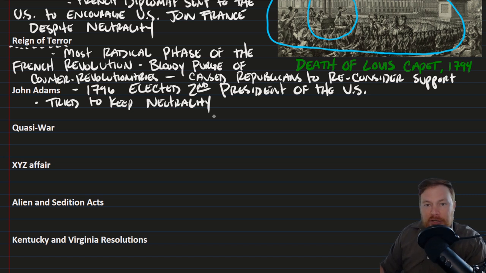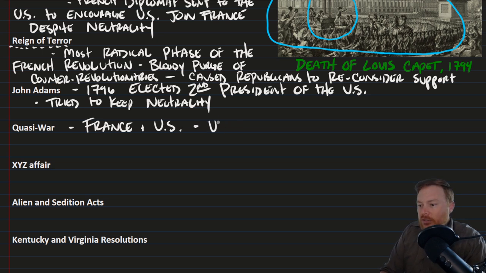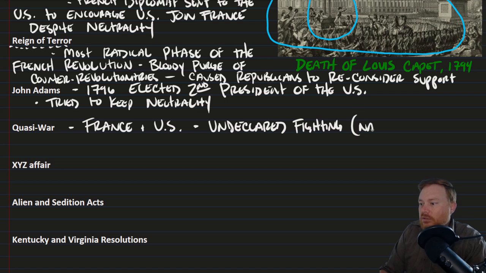It was under John Adams that a quasi-war, not a full intentional declared war, broke out. And this quasi-war was between France and the U.S. We'll just call this the undeclared fighting, mostly with the Navy, between the U.S. and France.